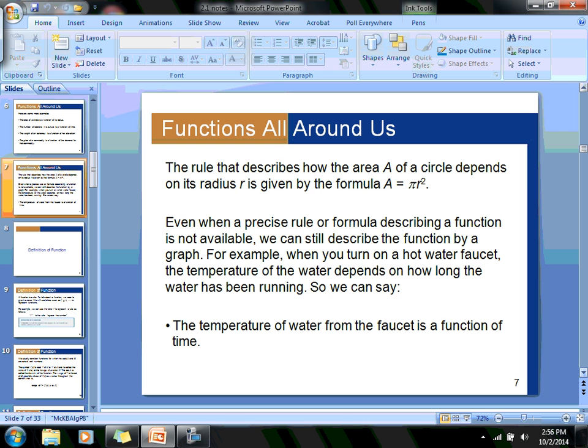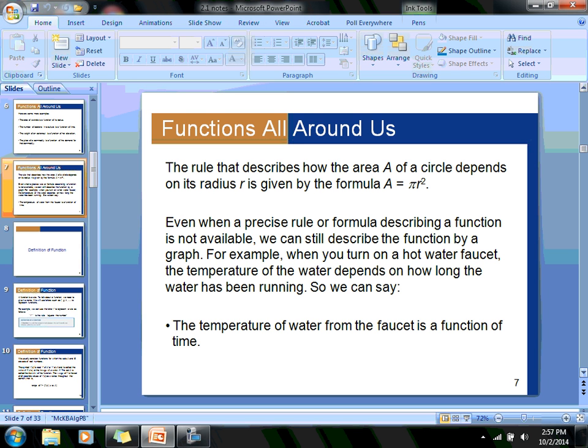And sometimes you have a specific rule that describes a function, and it's called a formula. And here we have the formula for the area of a circle. So the area of a circle depends on, or is a function of, the radius. So we have the formula area equals pi r squared. But even if we don't have a precise rule or a formula that describes the function, we can still describe the function by looking at its graph or making a graph.